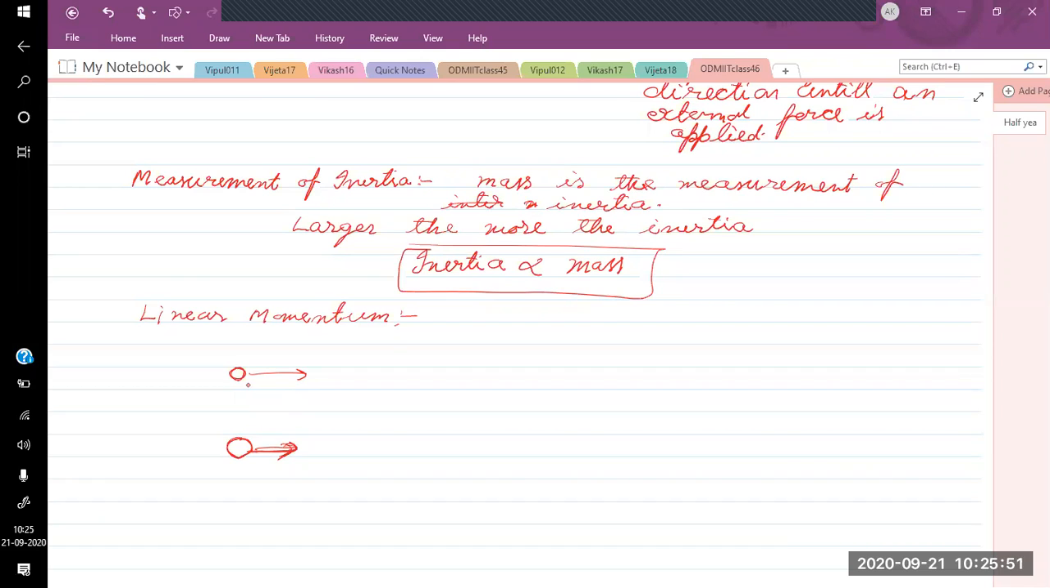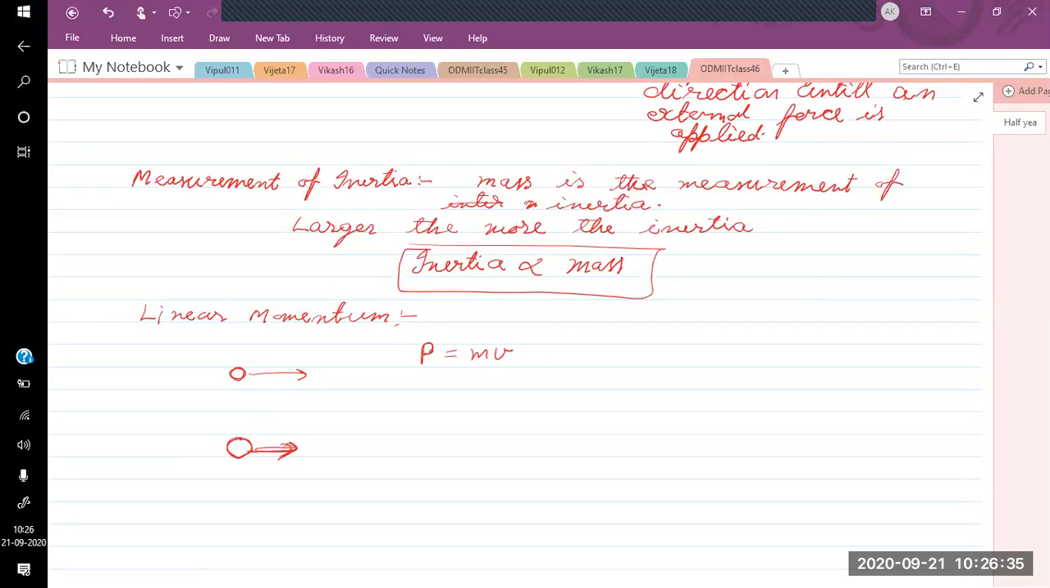Similarly, suppose you have two cricket balls, one moving at a speed of 2 meters per second and the second moving at 10 meters per second. 10 meters per second is higher speed and 2 meters per second is smaller speed. If you want to catch these two balls, the 10 meters per second ball is going to give more damage to your hands when you stop it, because the velocity is more. So the two things in this picture are mass and velocity. If you take the product of mass and velocity, you get a quantity called linear momentum.